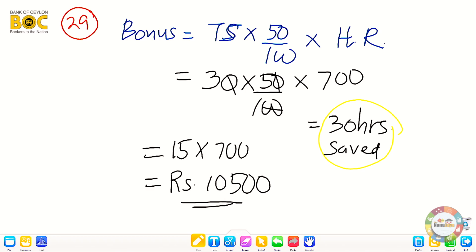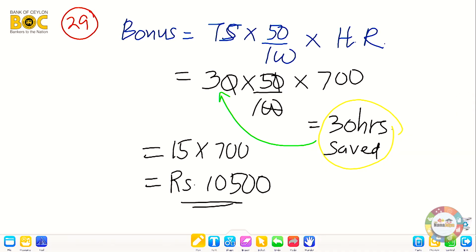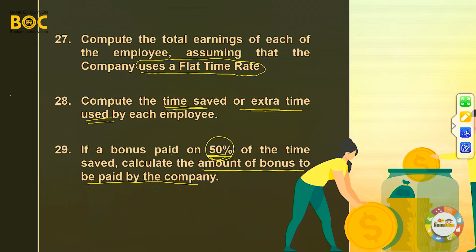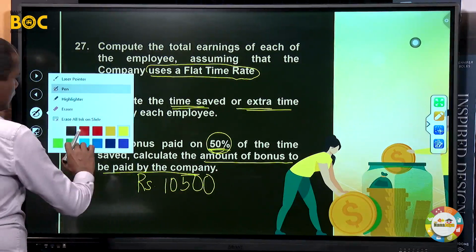So this is the time saved. We calculated it in the previous question. 10,500 is the bonus earned by him. The 29th question, the bonus earned by him, we calculated: 10,500 rupees is his bonus.